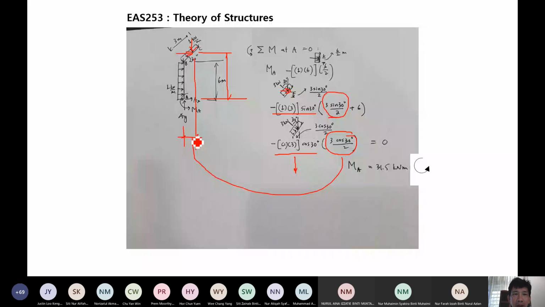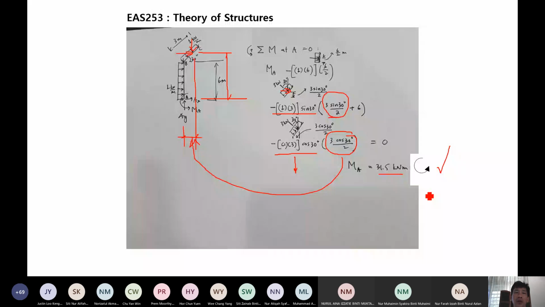So again, it is causing clockwise moment, so it becomes negative. So this is how we consider moment caused by this inclined UDL at point A. And then if you solve this, you get MA 31.5 kilonewton meter positive, which means the direction that you assume, which is counterclockwise, is correct.